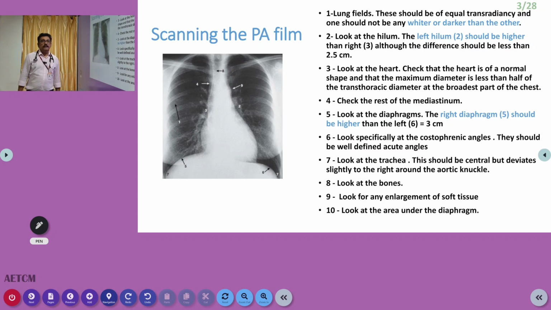We'll go to the next slide. We can see other things about how to read the X-ray. Now, the most important thing is exposure. So here you can see the exposure.